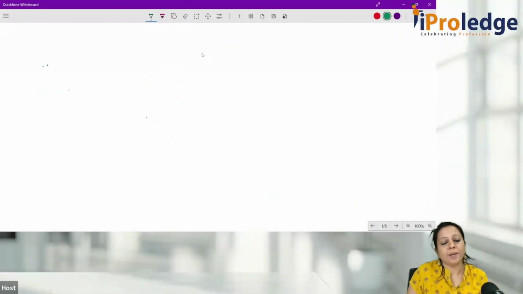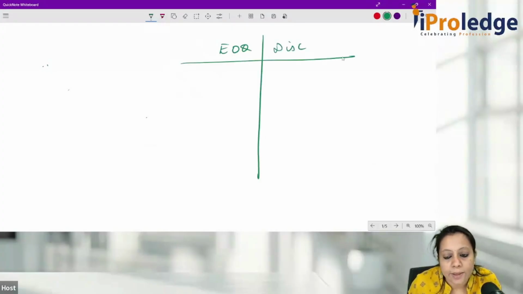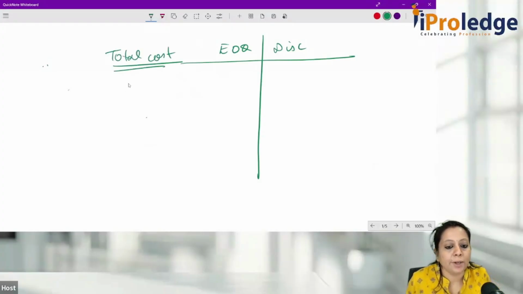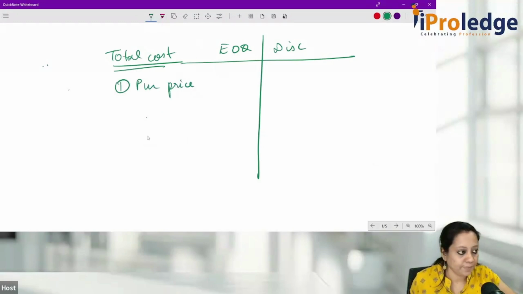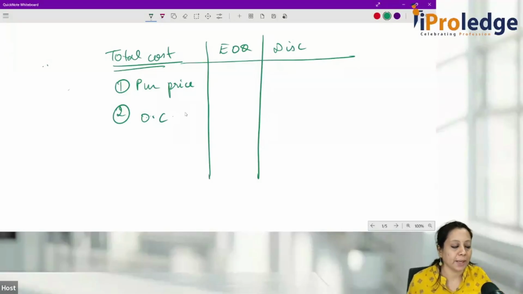Whenever you need to compare between EOQ and discount, you need to calculate the total cost. Total cost comprises of what? First of all, I need to pay the purchase price. Suppose you are ordering on Amazon, say for example we are buying shirts. The shirt price will be 500 rupees. Then we will have ordering cost. Ordering cost means shipping cost. For every order on Amazon, say the shipping cost is 50 rupees. That is the ordering cost per order.